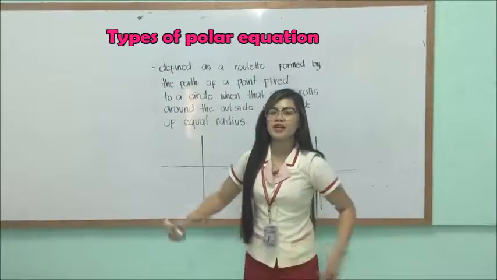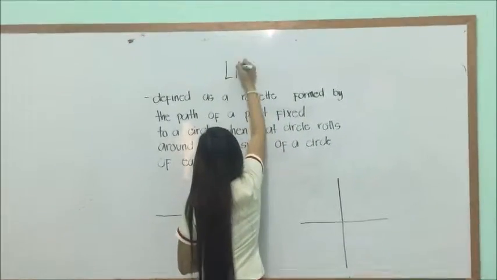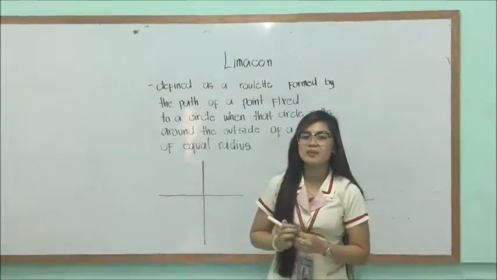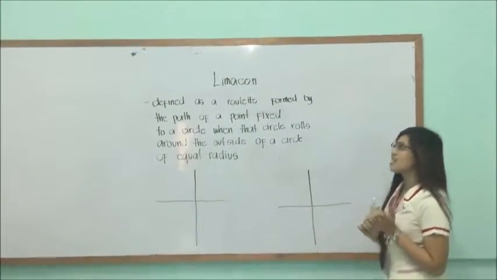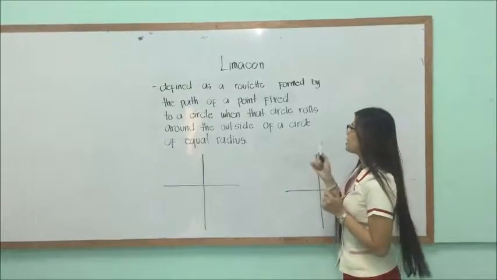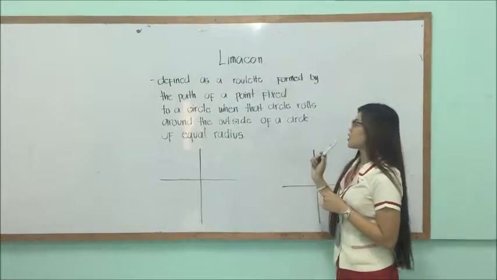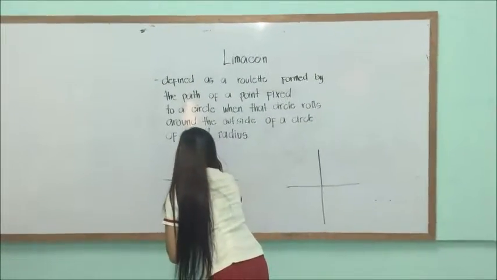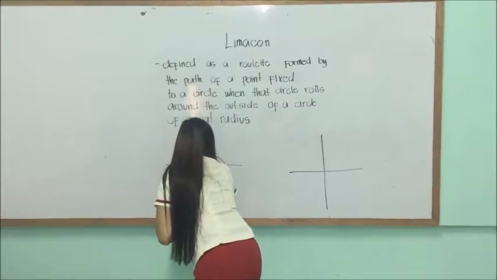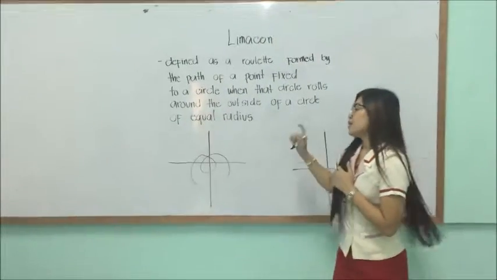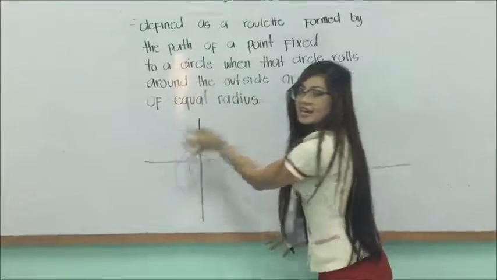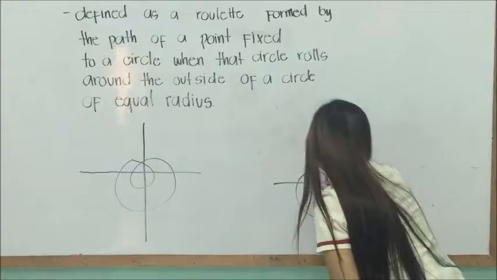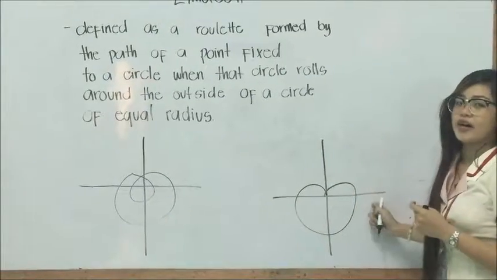Let's talk about the types of polar equations. So the first type of polar equation is what we call the limaçon, or the limaçon of Pascal. It is defined as a roulette formed by the path of a point fixed to a circle when that circle rolls around the outside of a circle of equal radius. So when we see this kind of graph, this is what you call a limaçon. It can be on this side, and downward. But when we see this type of graph, this is what you call a cardioid.